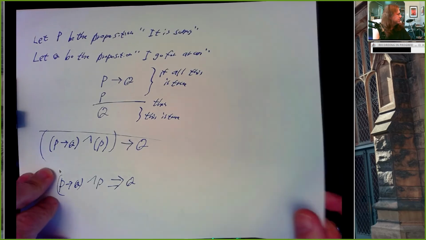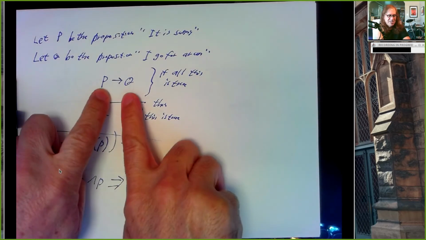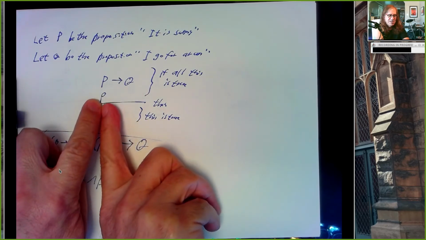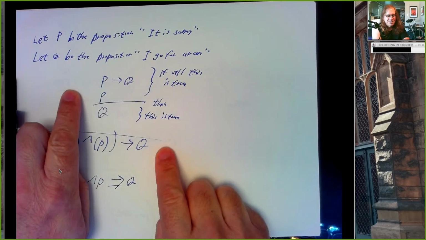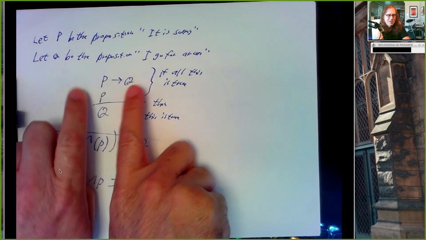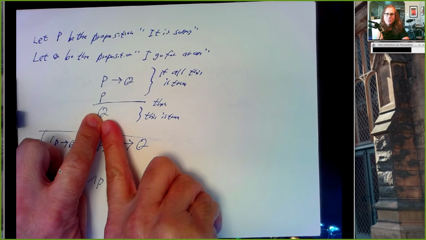Let's talk about the heart of this, though. What does this actually mean? This statement says, if it is sunny, then I go for a run. This statement says it's sunny. This theorem is saying, if it's true that if it's sunny, I go for a run, and if it's true that it's sunny, then it's true that I'm going for a run.